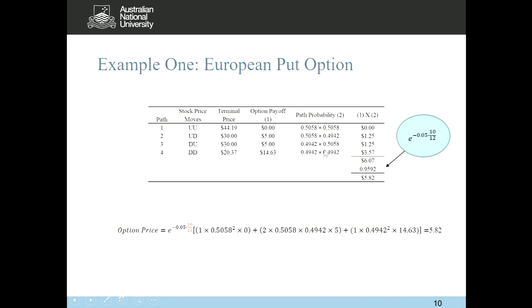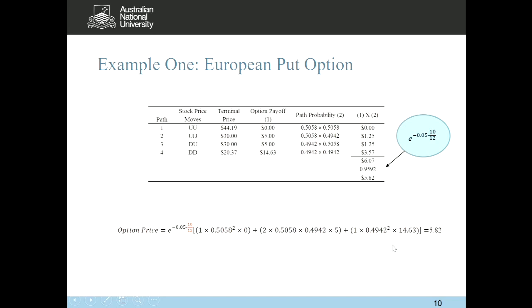And then there's only one unique way that the share price can go down to $20.37, which is to go down, then go down again. That is 49.42 probability squared, right? Square represents two consecutive downturns, and that would lead to a whopping payoff of 14.63. So that is the expected payoff of this put option at the terminal points at the maturity date.